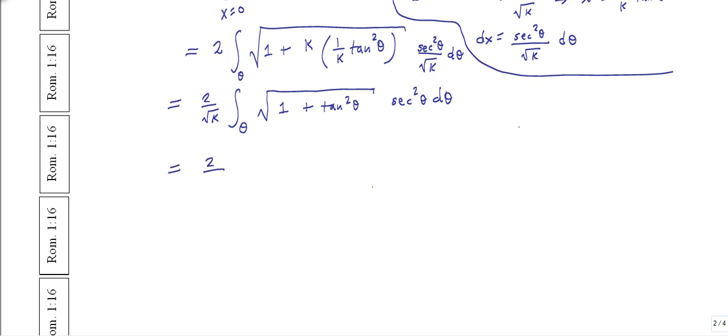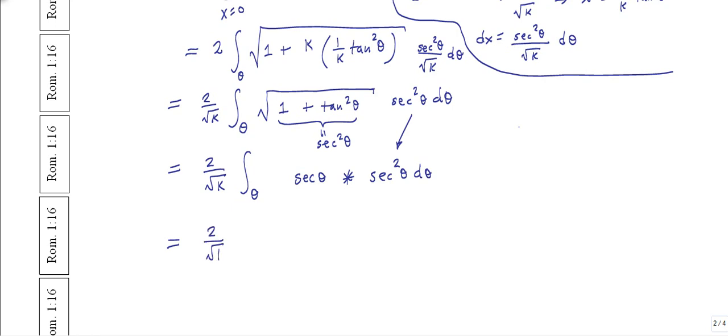Okay, and then we know what that's going to be because we just showed it. All of this stuff inside of the radical is secant squared theta. And so root secant squared, I get finally a secant theta times, of course, the secant squared which was there, d theta, this portion. And so, see, now look at this. We get 2 over radical k integral with respect to theta of secant cubed theta d theta.